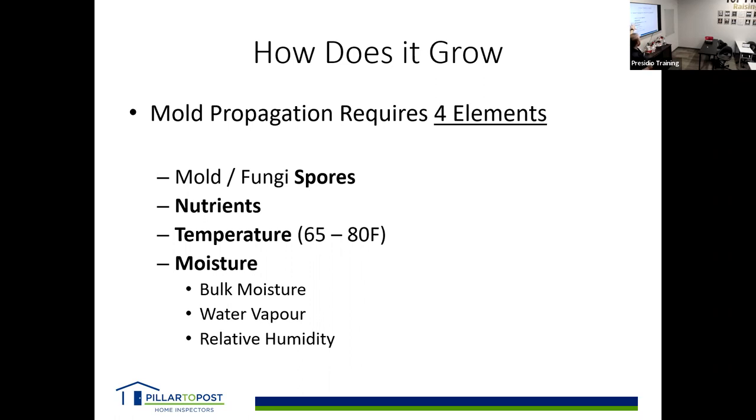Okay, so mold needs four things to grow. Spores, which are everywhere. Nutrients, or anything organic, so paper on drywall. A big contributor to nutrients in our homes is what makes up a lot of the dust in our homes: skin cells. Skin cells are organic, a great food source.